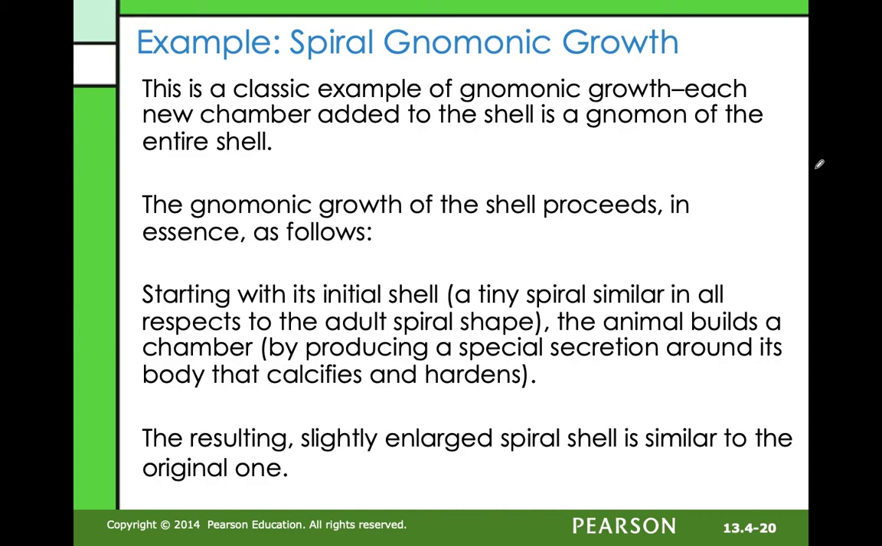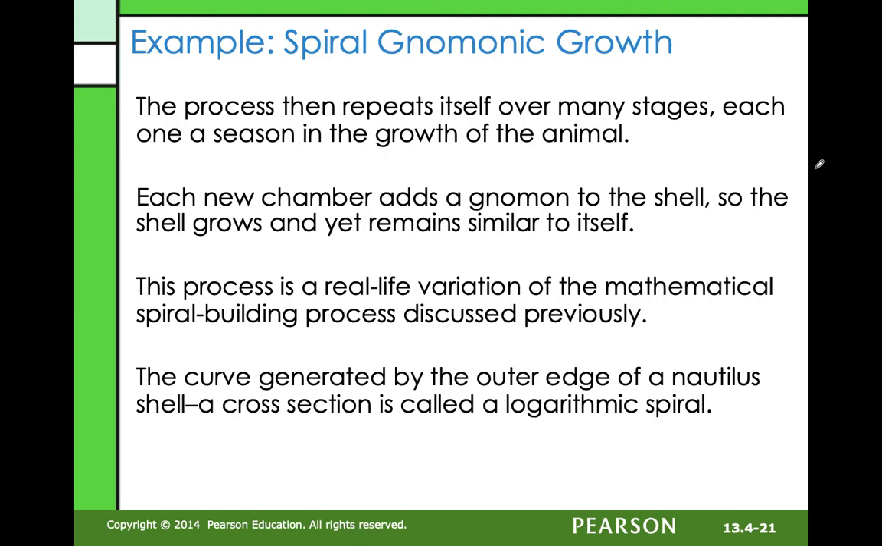The mnemonic growth of the shell proceeds in essence as follows, starting with its initial shell, which is a very tiny spiral similar in all aspects to the adult spiral shape. The animal then builds a chamber by producing a special secretion around its body that calcifies and hardens. The result is a slightly enlarged spiral shell, similar to the original one. The process then repeats itself over and over in many stages, each one a season in the growth of the animal. Each new chamber adds a nomen to its shell, so the shell grows and remains similar to itself.